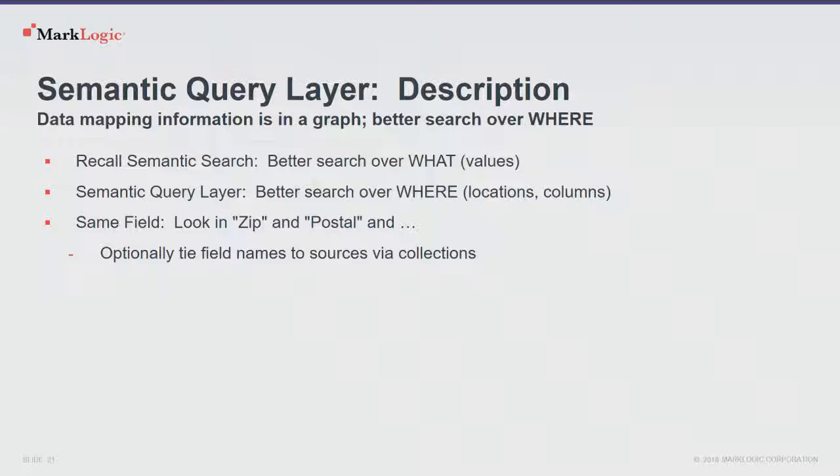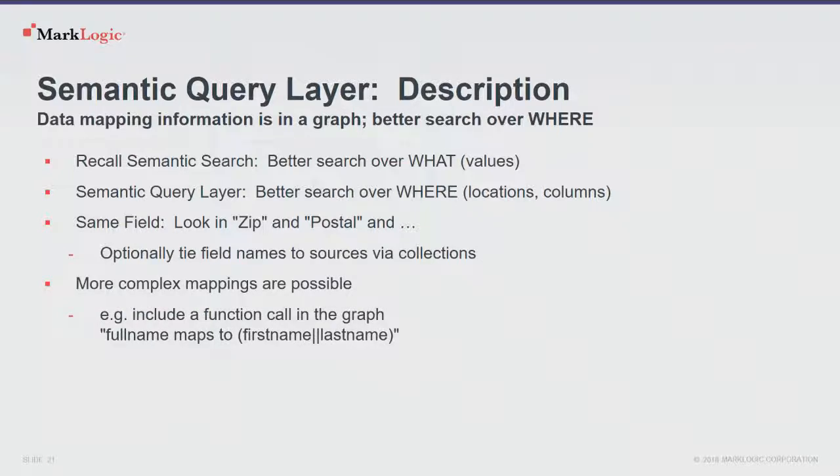If you recall when we talked about semantic search, we were talking about better search over what? Over the values, variance in values. Here in the semantic query layer, we're talking about better search over where, or the location, or in relational terms, it would have been the table and column name. So where you're looking for the thing. And we're looking in the same field, so looking at zip in this source, postal in that source.